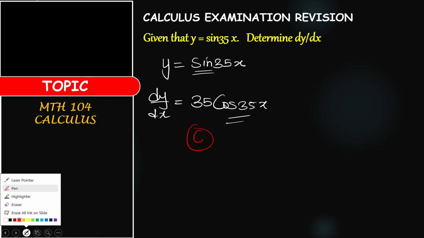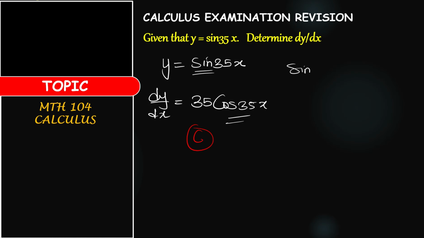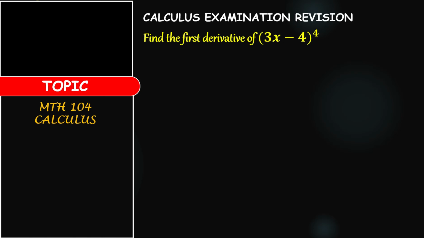So if they give you anything like this, for instance, if they give you sine 4x, write this 4 again, differentiate sine to give us cos, and then write 4x again, and that will give us the correct answer. So you don't need to solve much for this. Now find the derivative of this. Whenever they give you this, it's very easy.